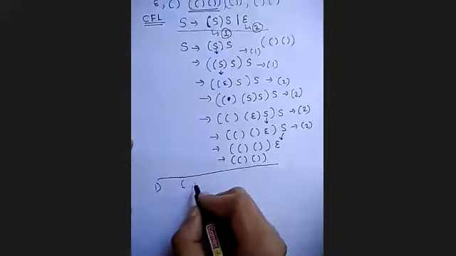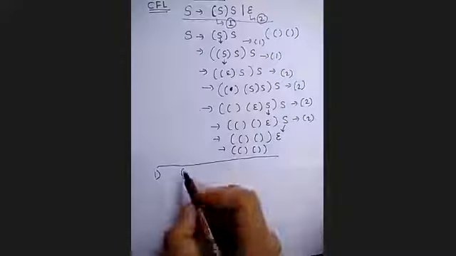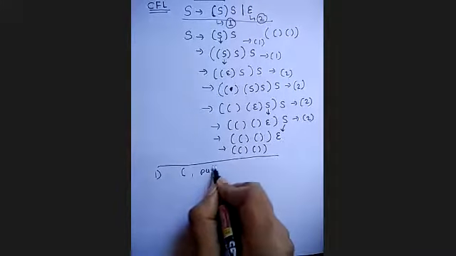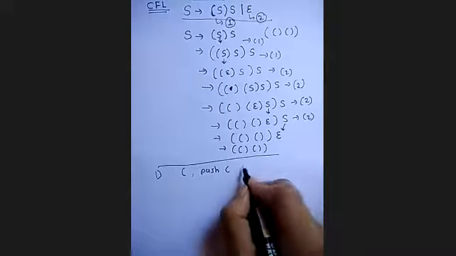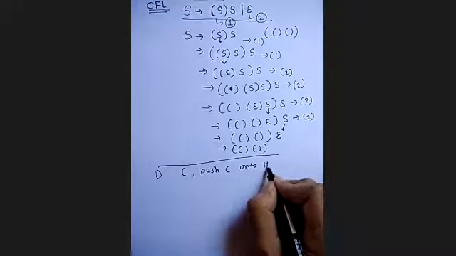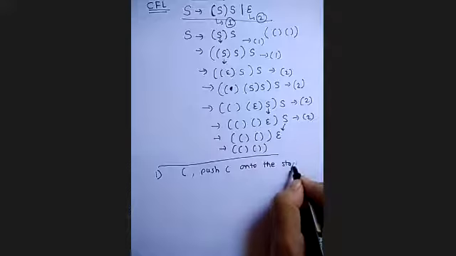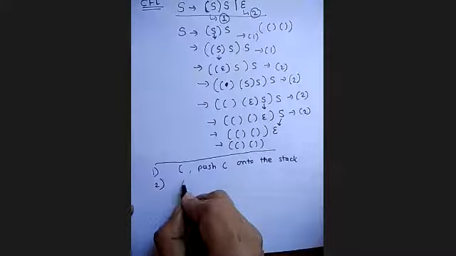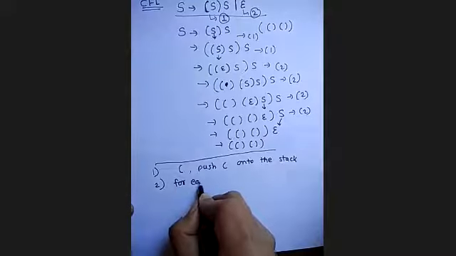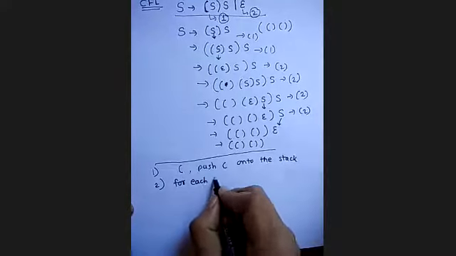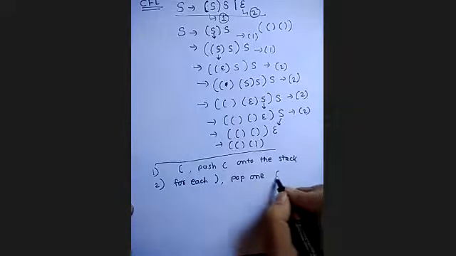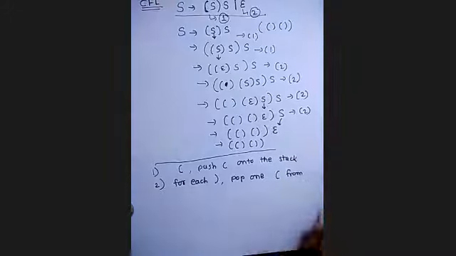Just now I told you, you have to match the number of opening parentheses with the closing brackets. So if you read the opening bracket, what is your step? Push the opening bracket onto the stack. That is our first step. Second, for each closing bracket, you have to match it with an opening one, no? So for each closing bracket, we'll pop one opening bracket from the stack.